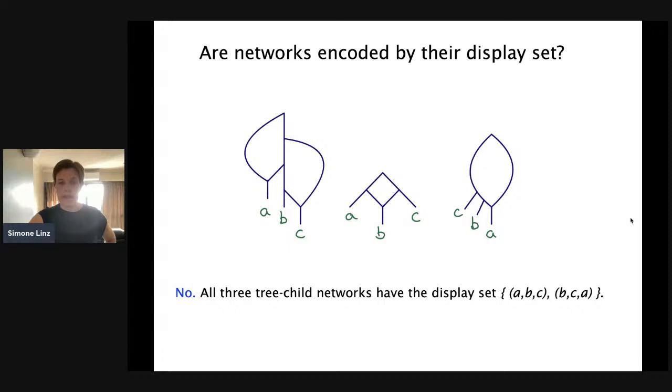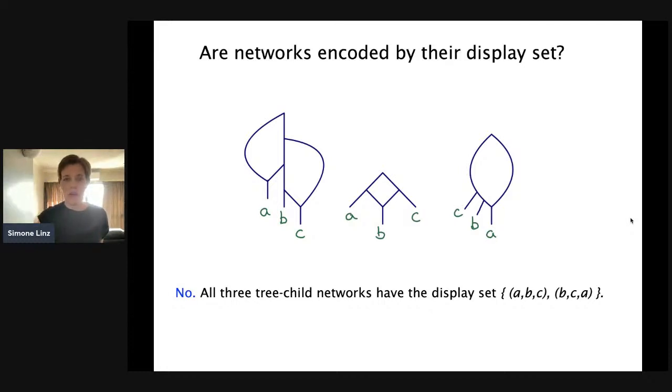So we say that tree-child networks in general are not encoded by their display set. And you may say, yeah, but this is a really small example, right? It just has two triplets. So maybe this is only a problem because the example is so small.